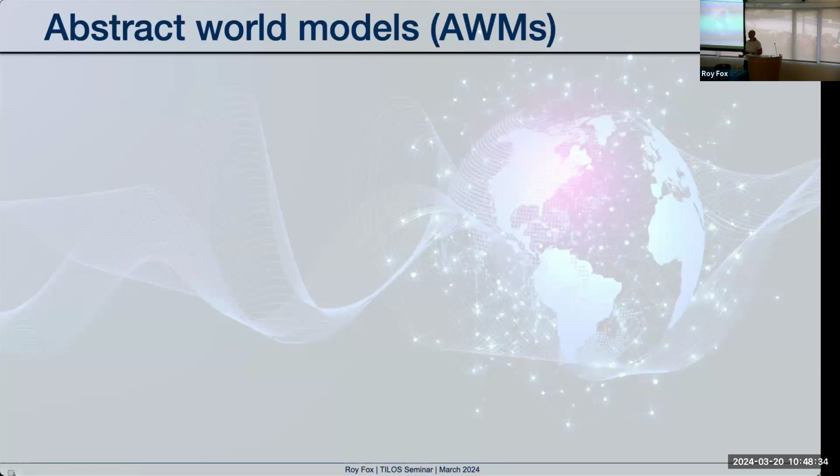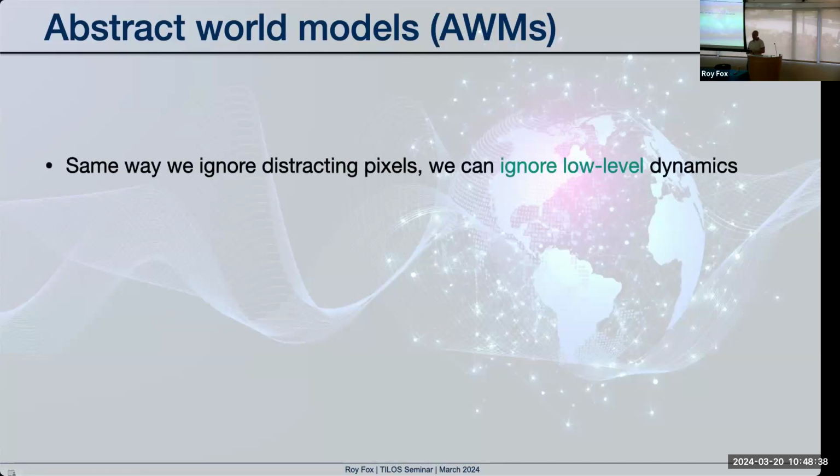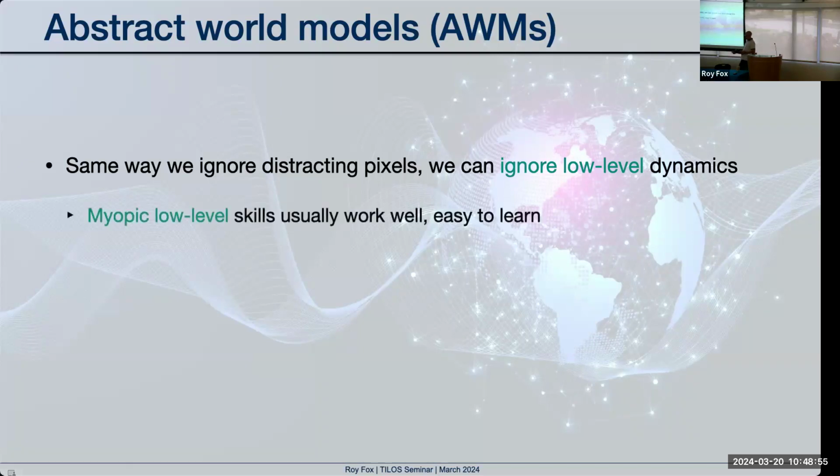And we're going to build world models, but this time abstract world models. So what do I mean by that? The same way that we've now ignored pixels, we really want to ignore low-level aspects of the dynamics that don't really matter, right? We want to focus on the high-level things, the long-term things, the long-term predictive, value predictive features of the state.